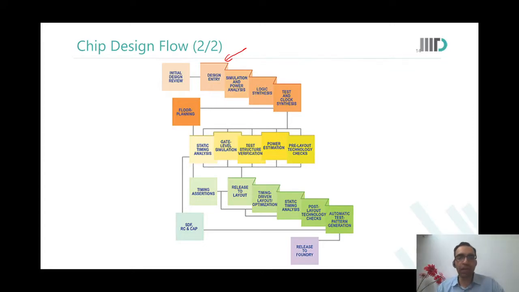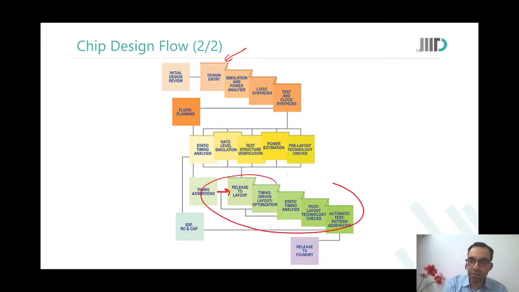If you look at these ones, these are reverse loops. If after STA I realize that something is not working, I will go back to this stage and redo the timing driven layout optimization. When I release the netlist from here, I also release timing assertions so that they can be used for timing driven layout optimization. I release timing assertions to layout also. So these are not just one way, at least these ones over here. They may not necessarily be one way routes. They could also be both ways.